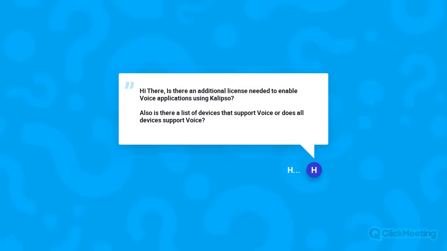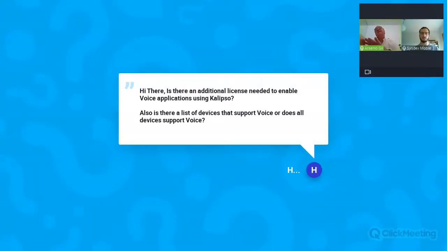Kalipso is licensed in two ways. One is Kalipso Pro Edition, which has every feature except voice. Another is Kalipso Voice Edition. It's the Pro version, meaning every feature and voice. After that, when you have Kalipso Voice Edition, you can create your own apps, with or without voice.